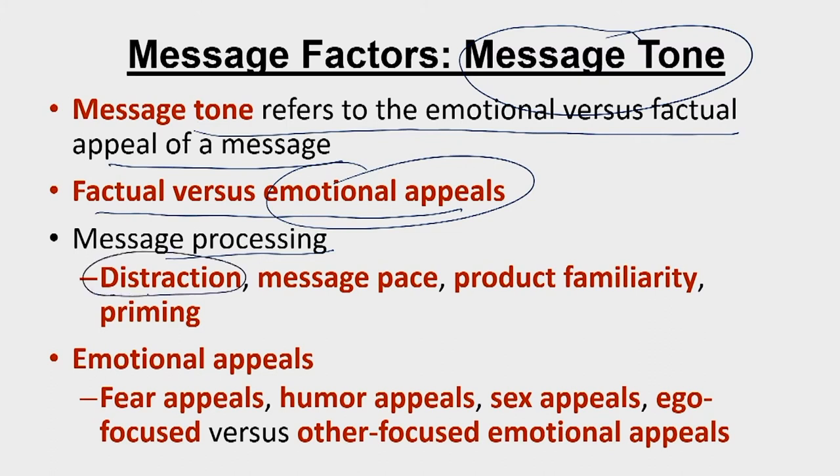So, a lot of factors are there. For example, message processing is another factor which affects the way an ad affects the consumer. Distraction is one factor. The more distractions are caused, the more the consumer is distracted. Factual messages relate negatively to distractions. If more distractions are there, then factual messages don't work. But high distraction levels are more pertinent for emotional appeals.